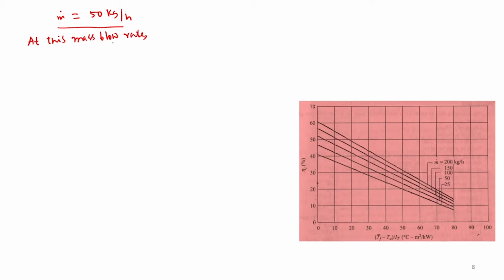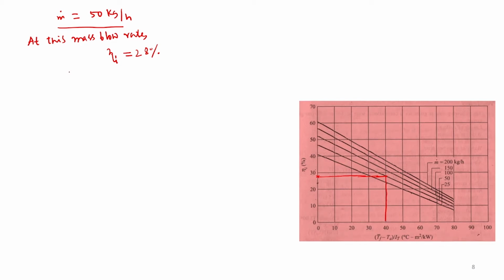we get a value of eta I equal to how much? Here we have to extend this curve till here. So, this is the curve and then we have to extend this. If we do a very precise calculation, then this value is found to be about 28%. Of course, that has to be at 40 degree C meter square per kilowatt.